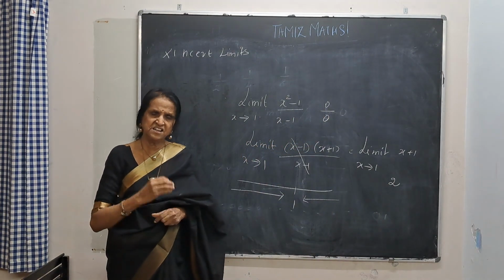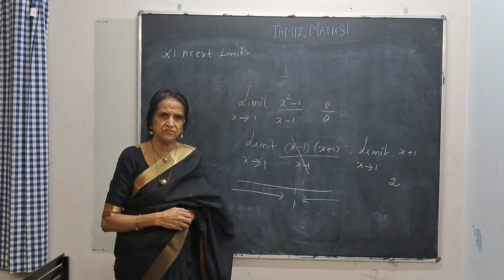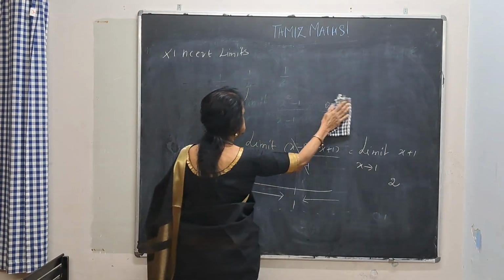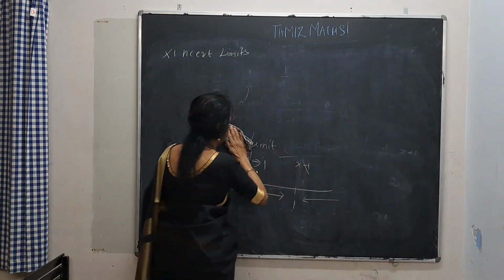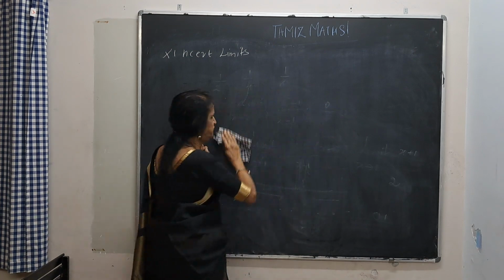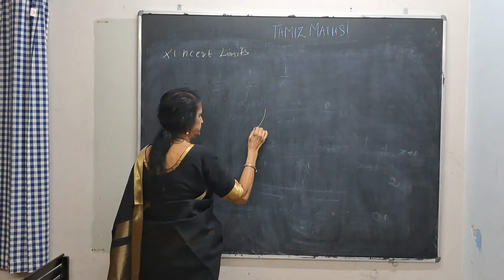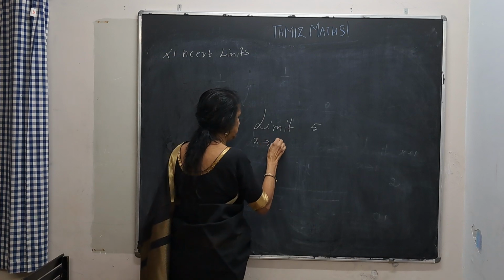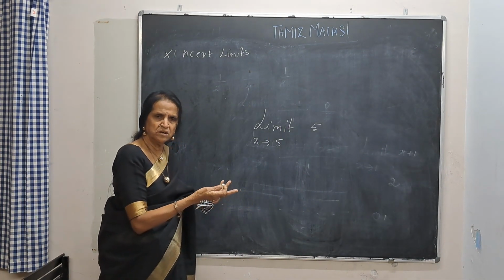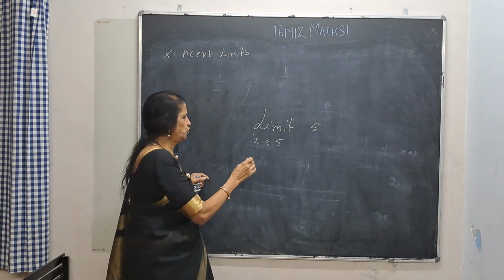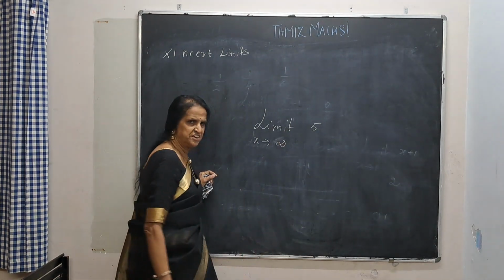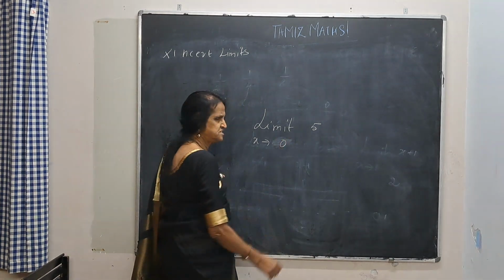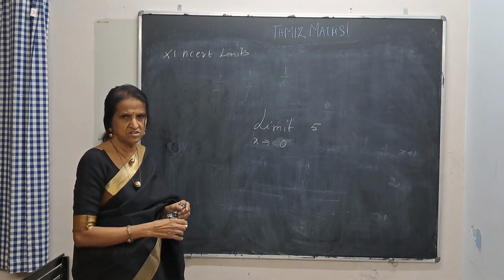It is not necessary that the limit should always take an indeterminate form. For example, what is going to be the limit of 5 when x tends to 5? It is 5 only, because there is no x at all there. What is the limit of 5 when x tends to infinity? It will be 5 only. There is no x at all. What is the limit of 5 when x tends to 0? It will be 5 because it's a constant.